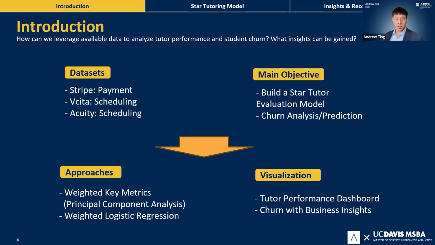The way we wanted to approach the main objectives, we used a few data science and business analytic methods, such as weighted key metrics. That's where we basically assign weights to the different key metrics that we extracted out of the data sets. And then also weighted logistic regression to predict whether or not a student was about to churn.